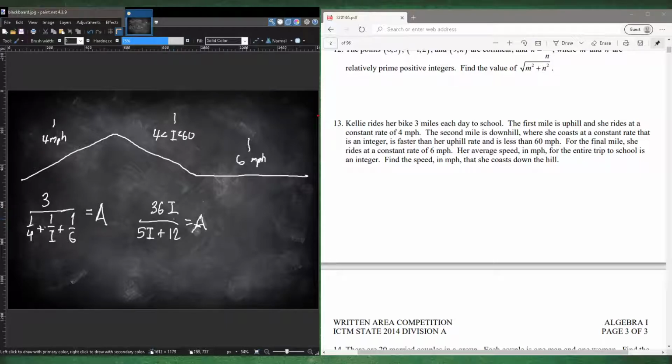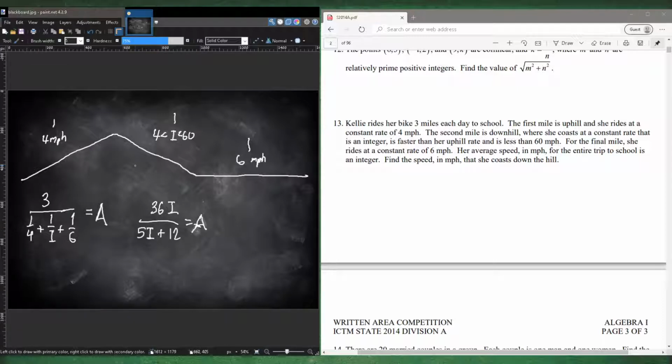If you don't know what's going on here, just take your time to work on it. It's basically just simplifying, and I'm condensing them down instead of having a fraction divided by a fraction. And now we have 36i divided by 5i plus 12 equals A, and i has to be an integer. So how do we find i?